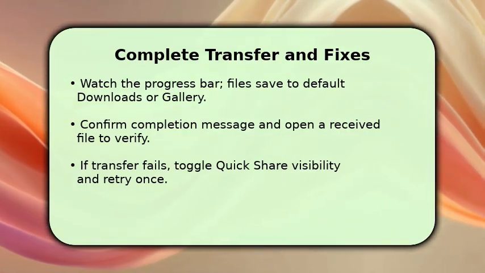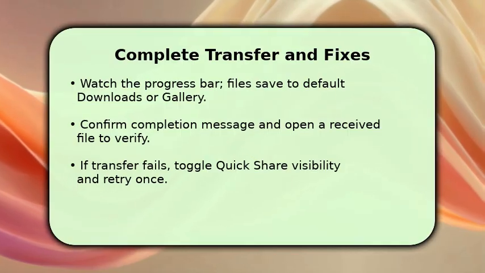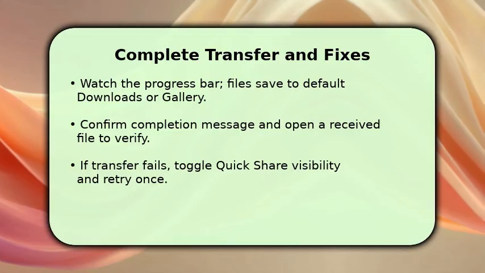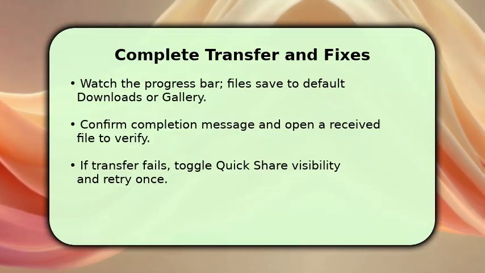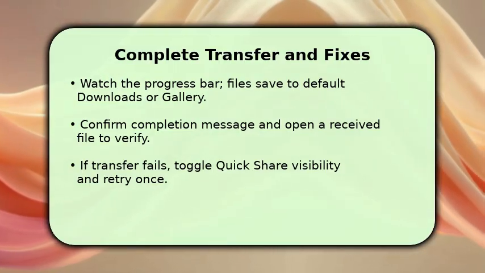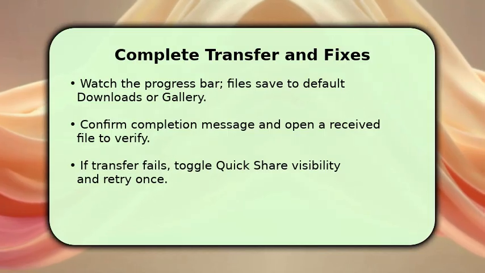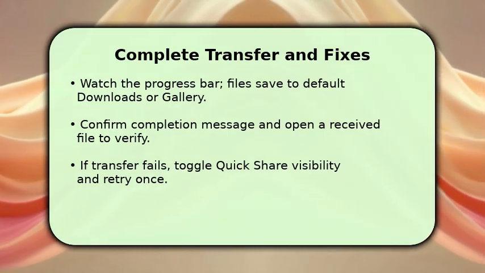If something goes wrong, the most effective single fix is to toggle QuickShare visibility off then on, on both phones, and retry the send. That forces rediscovery and usually clears any transient Bluetooth or discovery glitches.